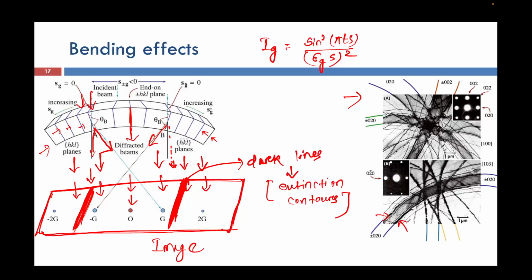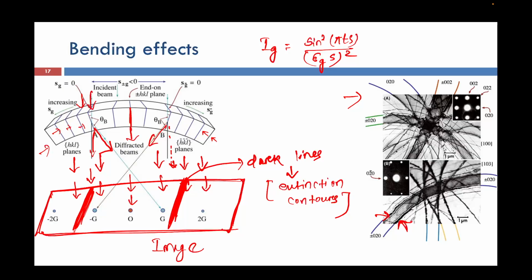All these fringes mean there are some planes which have diffracted the beam according to their Bragg's angle, and due to that diffraction I am not able to get all the beams that I was supposed to collect, and due to that these dark lines are coming. This is how I generally get the diffraction contrast. Okay, next is the question.